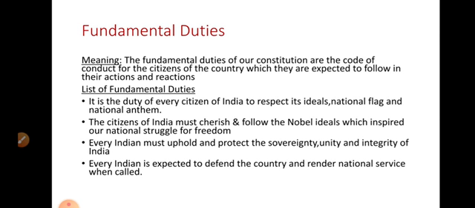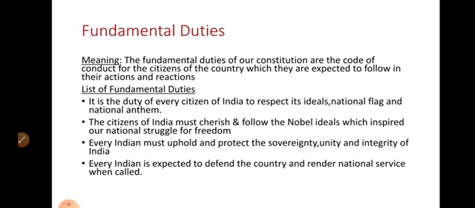Obviously, as a citizen of India, everybody has to give respect towards the ideals the country has, our national flag, and the national anthem we have. We need to do our duty towards this. Respect has to be given.